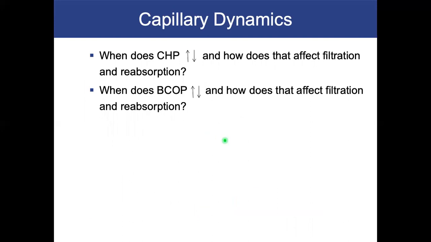Okay, so capillary dynamics. When does capillary hydrostatic pressure increase or decrease, and how does that affect filtration and reabsorption? When does blood colloid osmotic pressure increase and decrease, and how does that affect filtration and reabsorption? So what I would like you to do is draw your own picture. Draw your capillary bed. Explain hydrostatic pressure forcing fluid out, which we call filtration, and blood colloid osmotic pressure pulling fluid back in, which is called reabsorption.